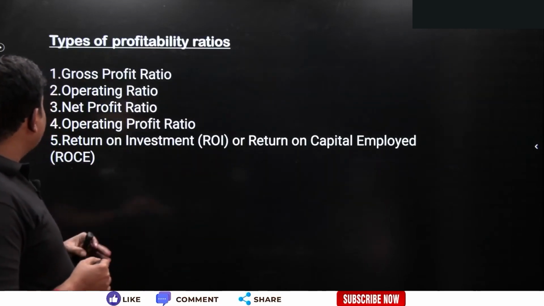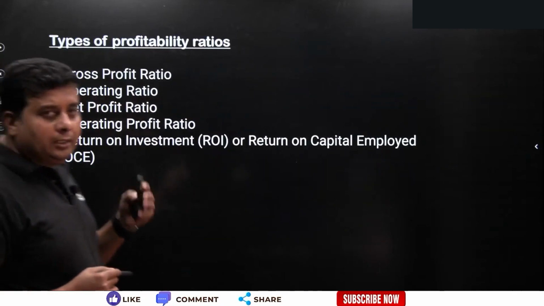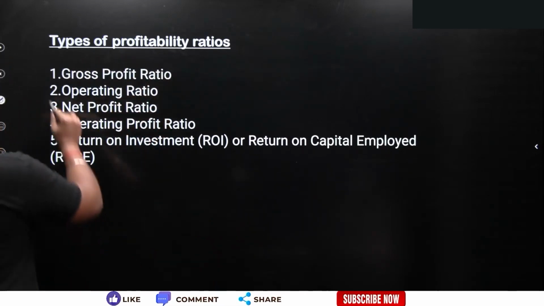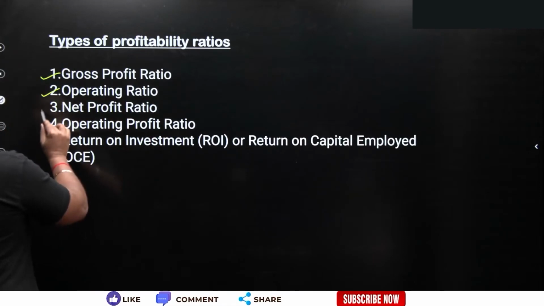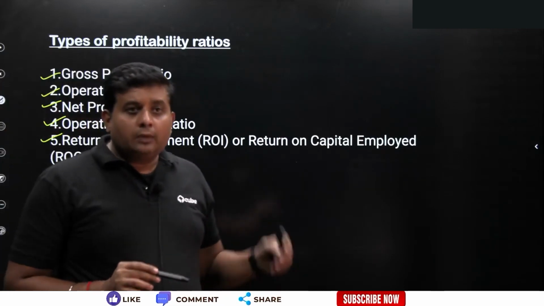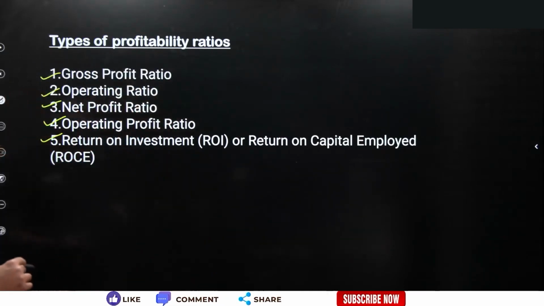Now there are types of ratios. So there are 5 types of ratios. There are so many actually, but from your exam point of view, there are 5. So gross profit ratio, operating ratio, net profit ratio, operating profit ratio and return on investment, or we can also call it return on capital employed. So let's talk about the gross profit ratio.